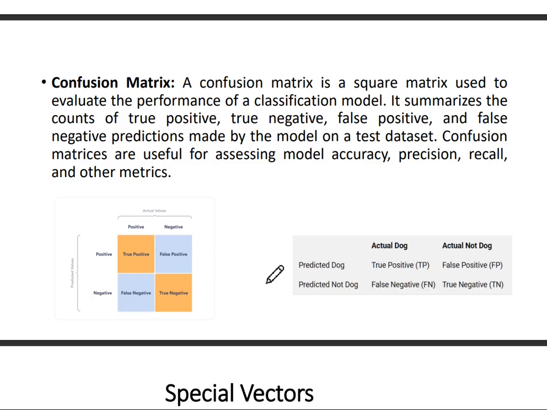Okay, now the confusion matrix is also there in machine learning. The confusion matrix is a type of square matrix, as we already discussed. It will look like this: true positive and false positive, false negative and true negative. I hope you already know it. What is the purpose of the confusion matrix? The confusion matrix is used to evaluate the performance of the model. It is useful for assessing the model's accuracy, precision, recall, and other metrics.